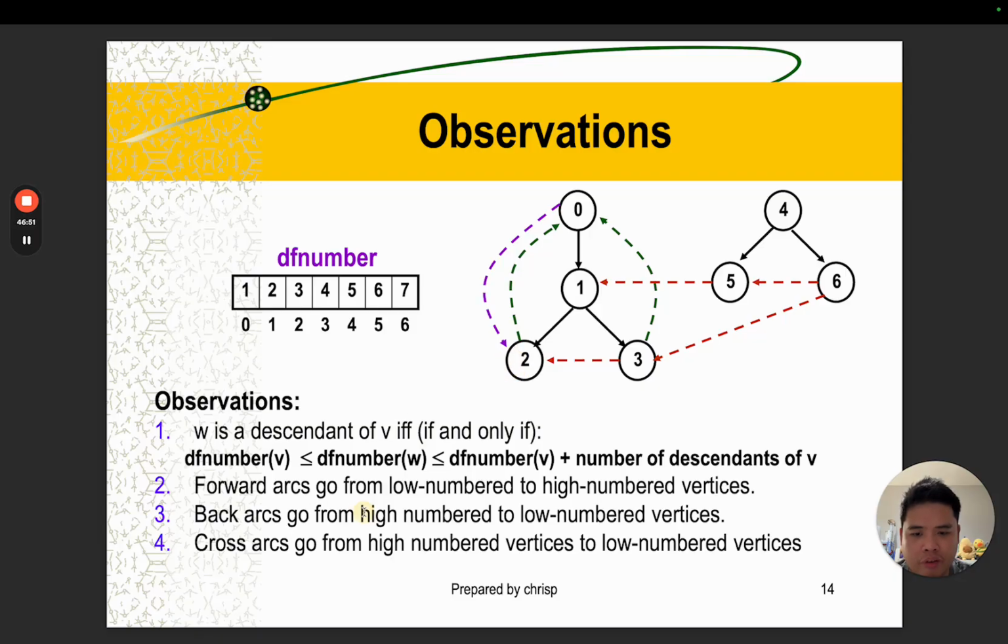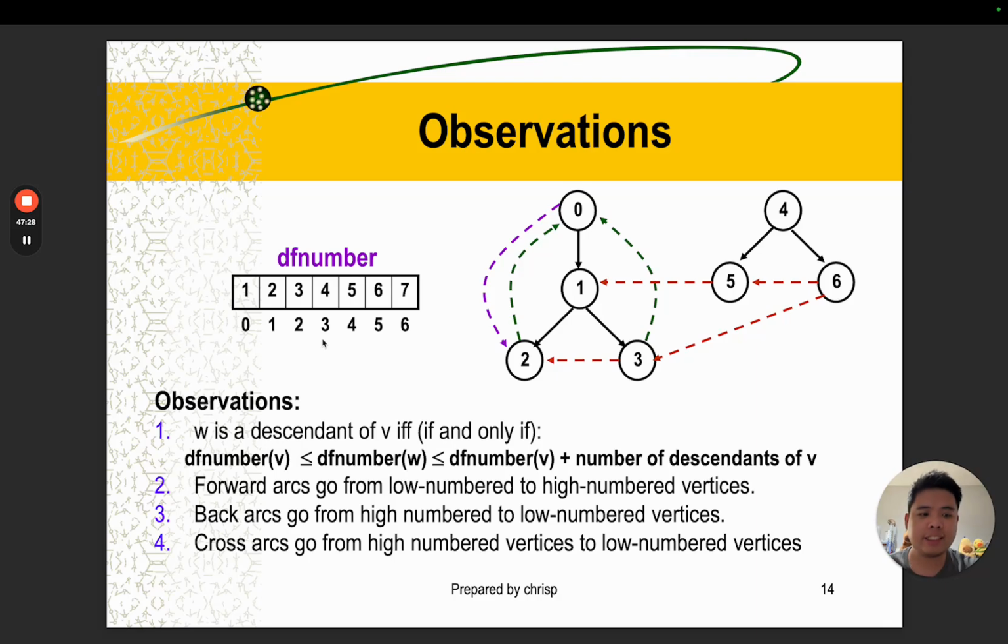Back arcs go from a higher numbered to a lower numbered vertex. What does that mean? There's a back arc from 2 to 0. That just means 3 and 1. 3 is bigger than 1, so there's a back arc from 2 to 0. There's a cross arc from 5 to 1. If we check index 5, 5 has a DF number of 6. And there is a cross arc from 5 to 1 and 6 to 2. So it's considered a back arc.